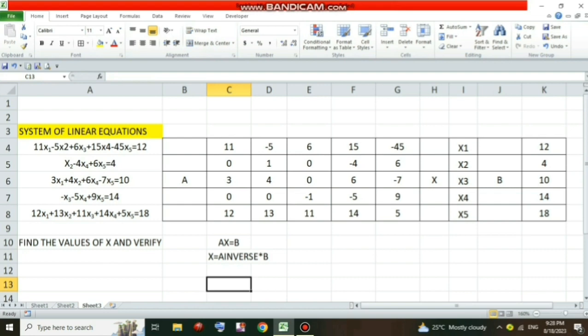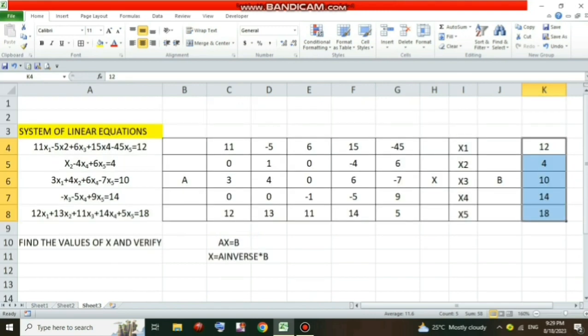A inverse means we are trying to find the inverse of this 5 cross 5 square matrix and multiply it with B. Whenever we use matrix multiplication, as I have told you even in the previous video, the number of columns in the first matrix should be equal to the number of rows in the second matrix. So the A inverse matrix will have order 5 cross 5, that means 5 rows and 5 columns, and the B matrix already has 5 rows and 5 columns. Therefore the number of columns in matrix A, that is 5, is equal to the number of rows in matrix B, that is 5. So obviously you will get the result.